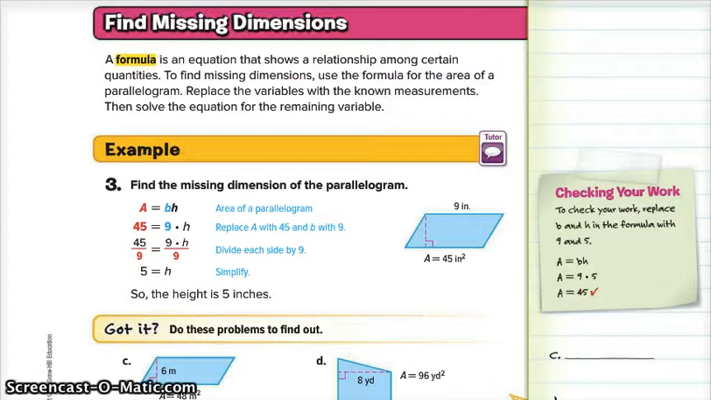The next part is going to be more of the application part of this, where we're not going to necessarily practice always just finding the area, but we're going to also look for missing dimensions. So we're going to look for a missing base, we're going to look for a missing height.